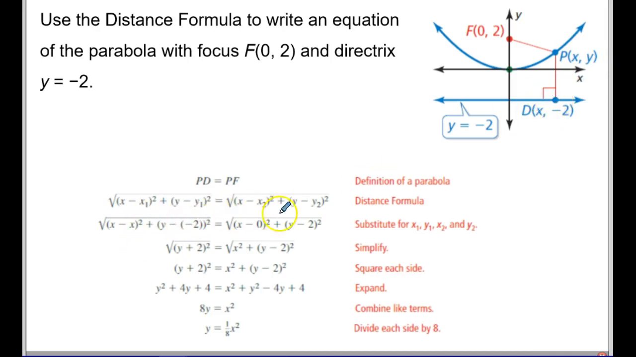So I plug in all of that information into my distance formula for each piece. I simplify. Then I square each side to get rid of my radical sign, and then I expand my binomials. And then I combine terms and divide each side by 8. So this would be my final equation. Okay, I'm going to walk you through a much easier way to do that in just a minute.